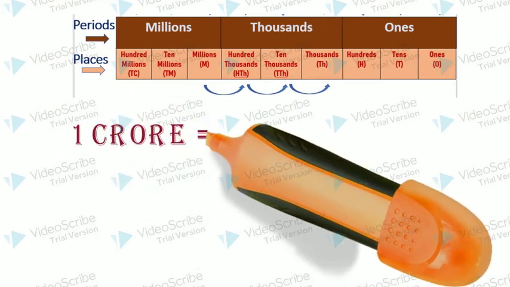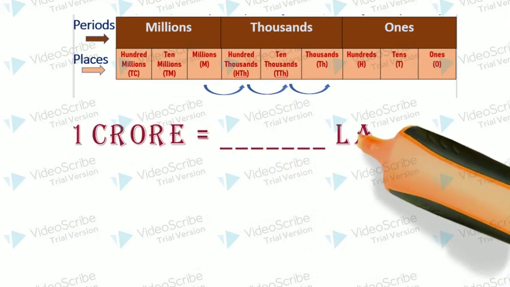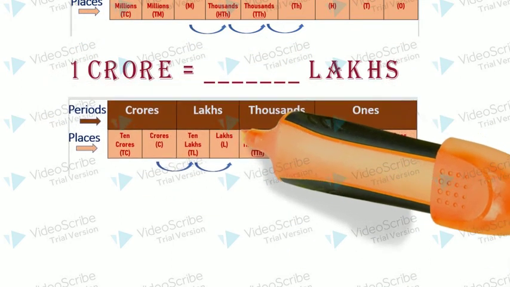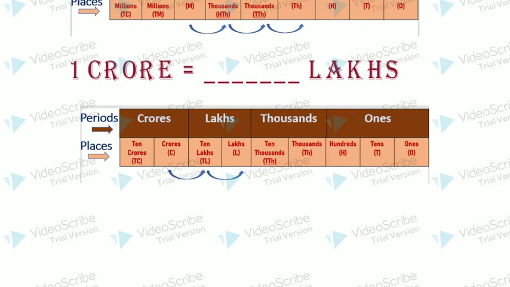1 crore is equals to dash lakhs. Crore means Indian system, we will observe. So crores is written in crores period. Now between crores and lakhs we can see 2 gaps is there. 2 times we will move. So 2 times, that means 2 zeros. So that answer will be 100. So 1 crore is equals to 100 lakhs.